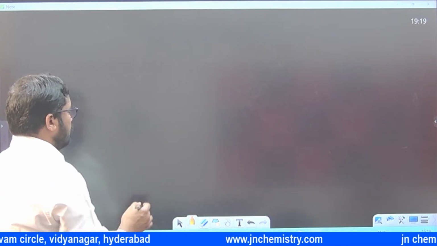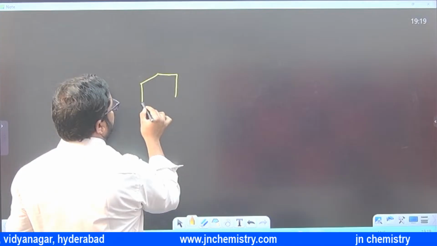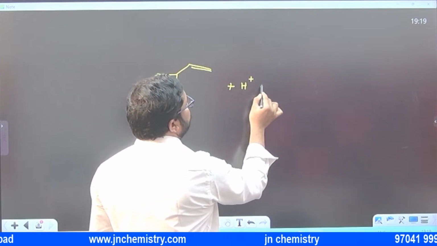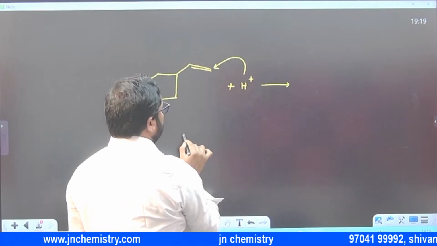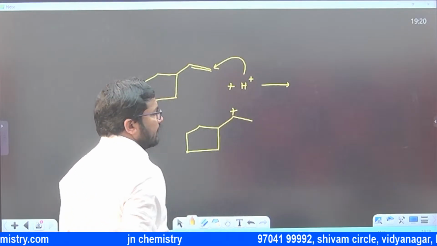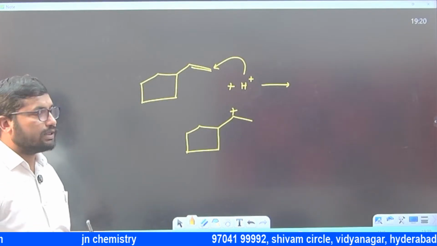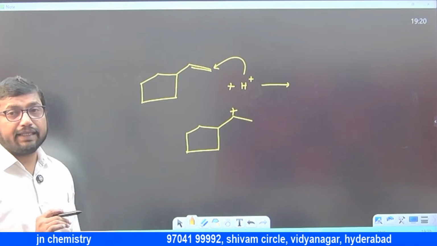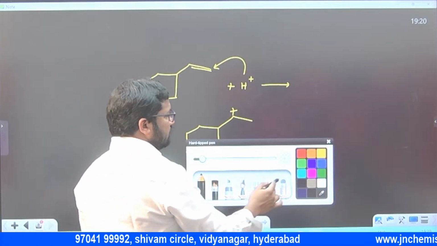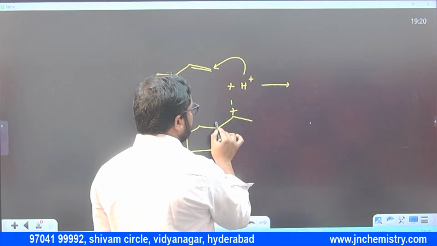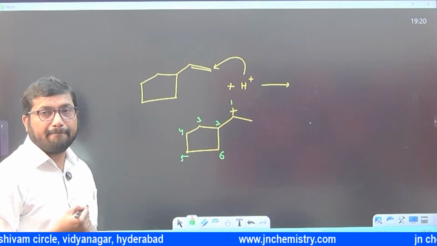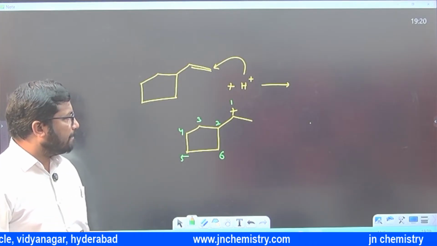Next, of course, by default H plus comes and attacks over here, and we get a compound like this. Here is the carbocation. I told you in this case ring expansion takes place. For ring expansion, a lot of people get confused, but it's easy. What we need to do is, it's just a number game.